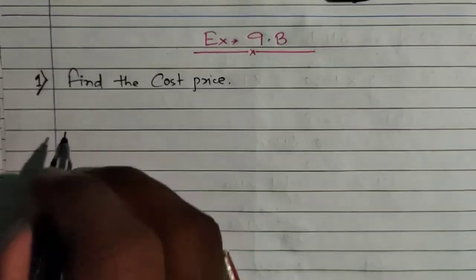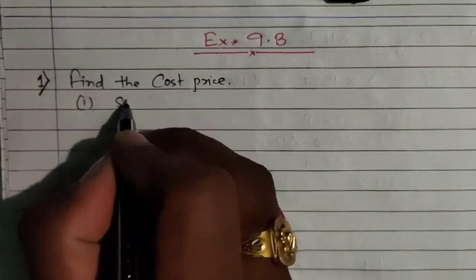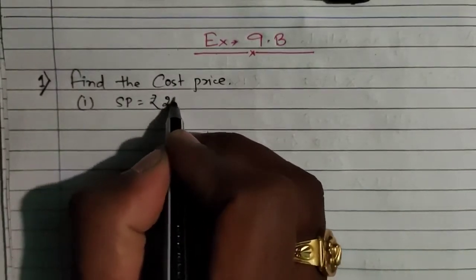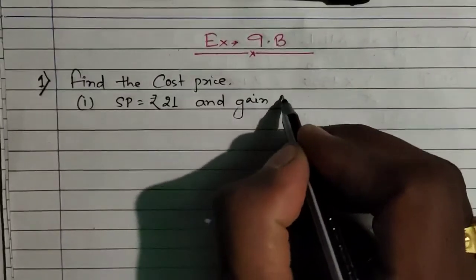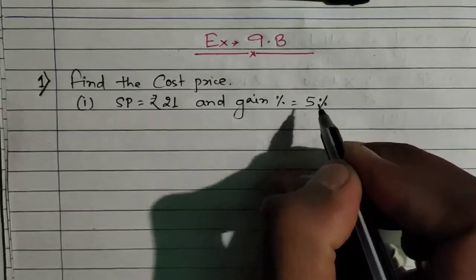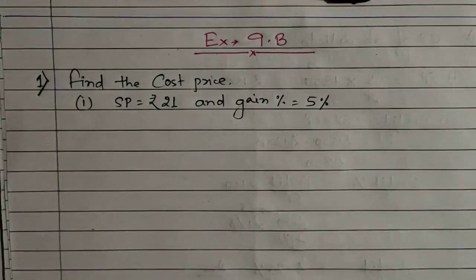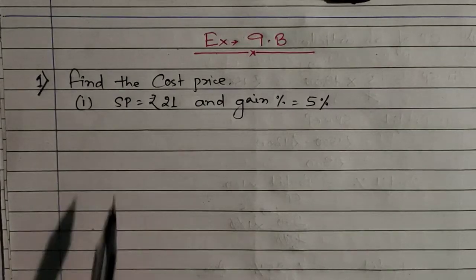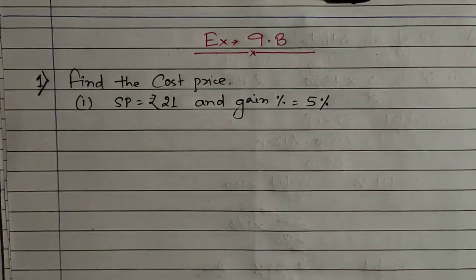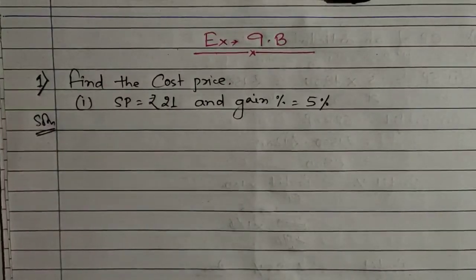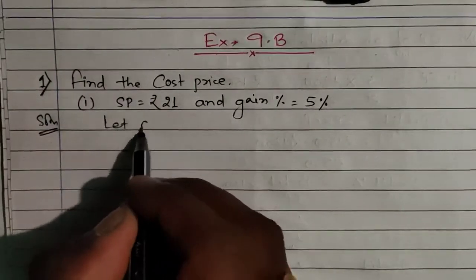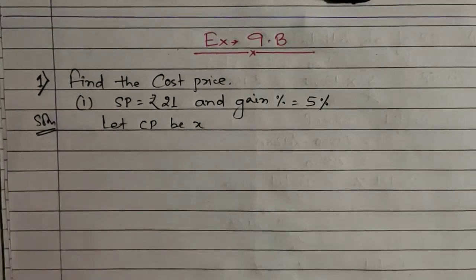In the very first question, the selling price is given as rupees 21 and the gain percent, which means profit percent, is given as 5%. As we have discussed earlier, profit and loss both depend upon the cost price, and here the cost price is not given, so we have to assume it. First we will assume a variable for the cost price. Let cost price be x.